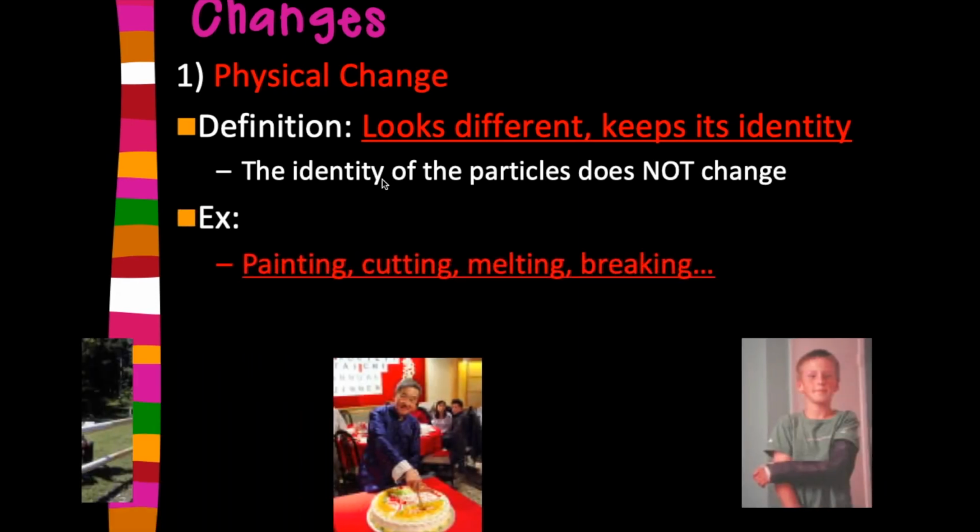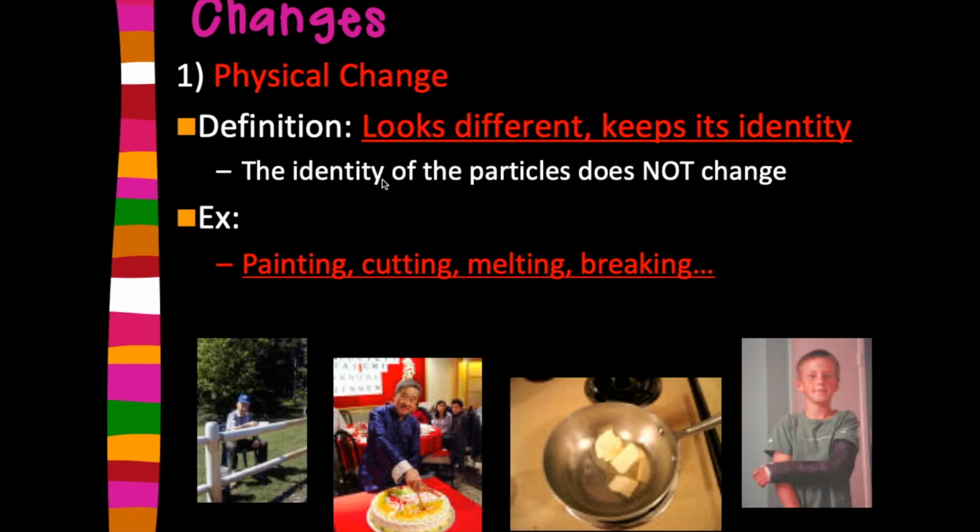So for example, if you paint something, all you're doing is transferring paint particles from maybe a can on top of something else, maybe a fence or a piece of paper or your fingernails. So all you've done is change the location of those particles, but the fence particles are still fence particles, the paint particles are still paint particles, the identity hasn't changed. Or if you cut something.